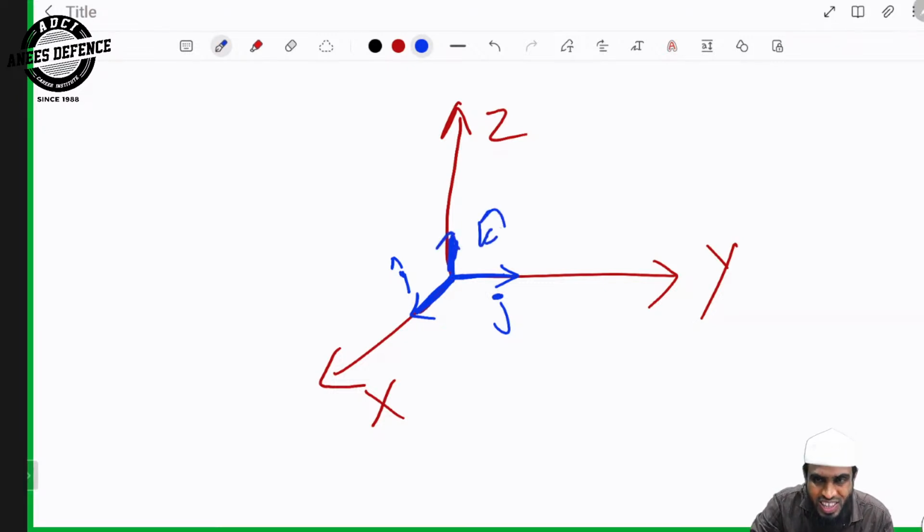So I, j, k represent the unit vectors along 3 different directions, meaning along the x, y, z axes. The unit vector along the x-axis direction is known as I. The unit vector along the positive direction of the y-axis is known as j. The unit vector along the positive direction of z is represented as k. So that is ijk.